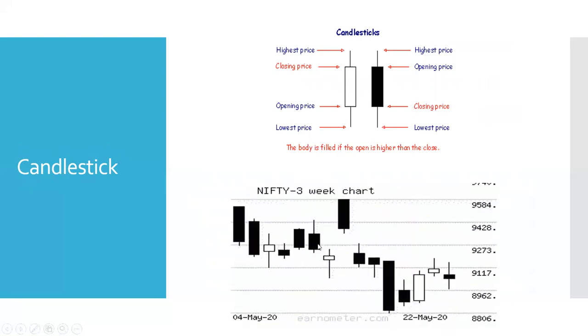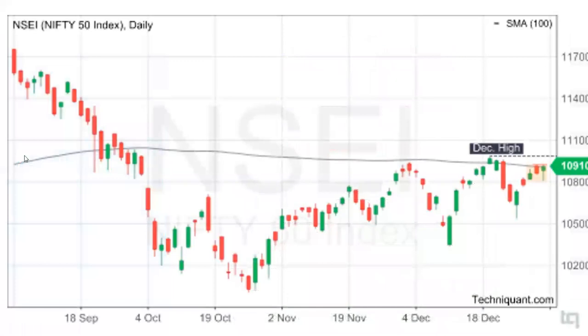This way. This is the Nifty 3-week chart, and these candles are showing the information on closing, opening, highest and lowest price for different days. This is again a Nifty chart. Here the candles are red and green. A red candle shows a decline in price on a particular day, and a green candle shows an increase in price during the day.